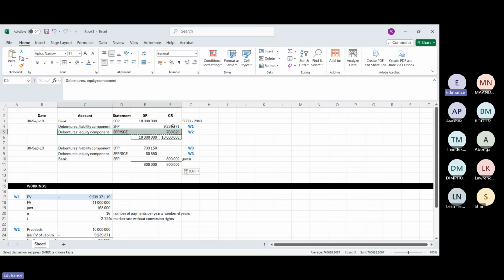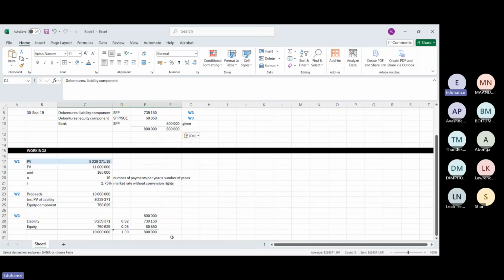What's important to note, how did you calculate this fair value of the liability? By using a market-related interest rate, excluding the conversion rates. Okay, so that's very important. The market-related interest rate excluding the conversion rates.